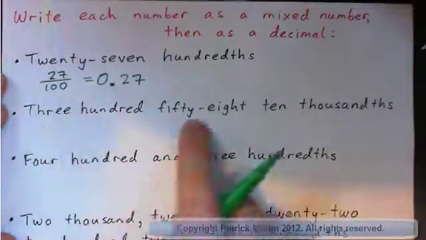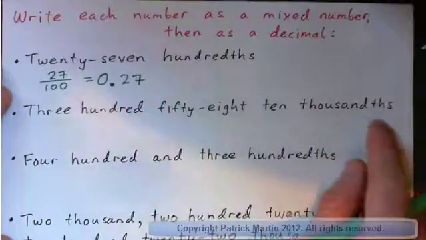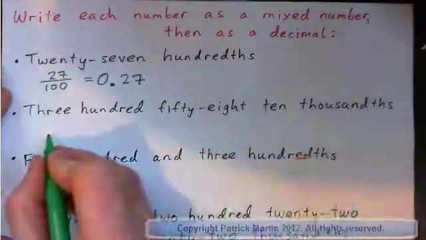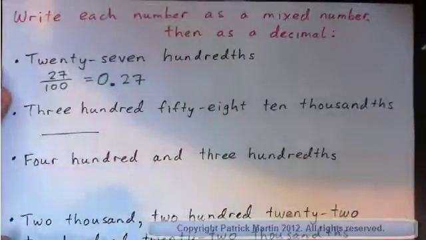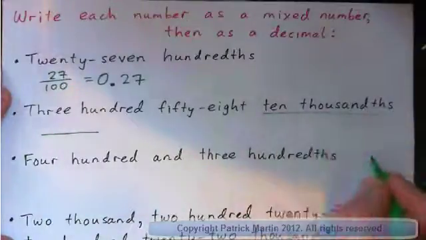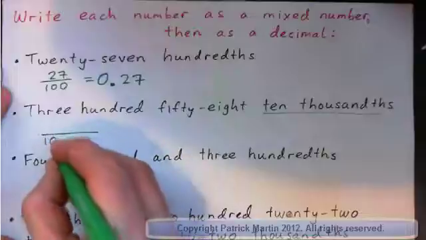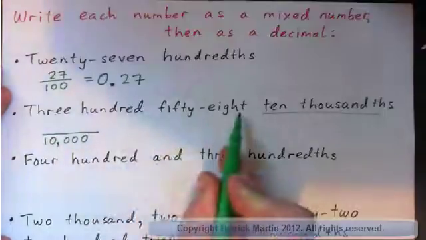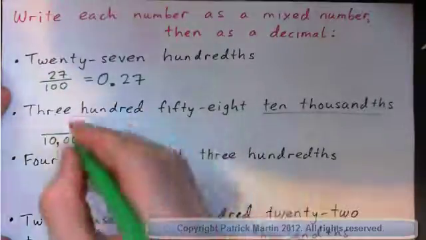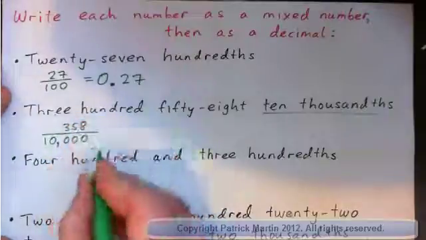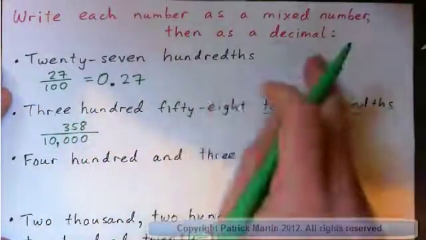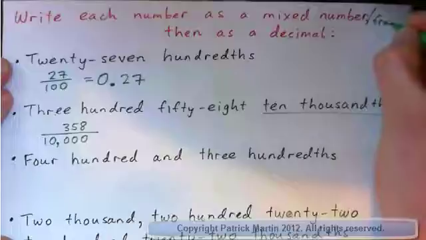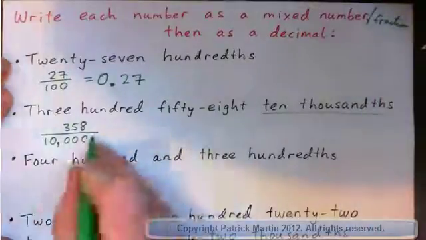Now what about this guy? 358 10 thousandths. So if I'm doing 10 thousandths, it's going to be over what? That's what I'm looking for. So it's going to be all over 10,000, right? Now I've got to write 358. So there's 358 ten thousandths. We've written it as a mixed number or fraction, basically. Obviously, this can't be written as a mixed number; it's just a fraction.